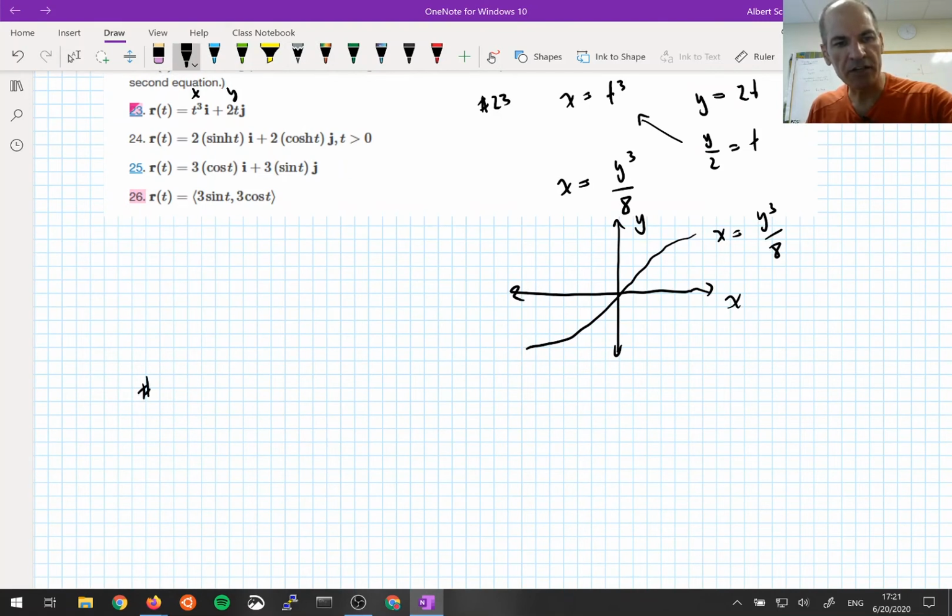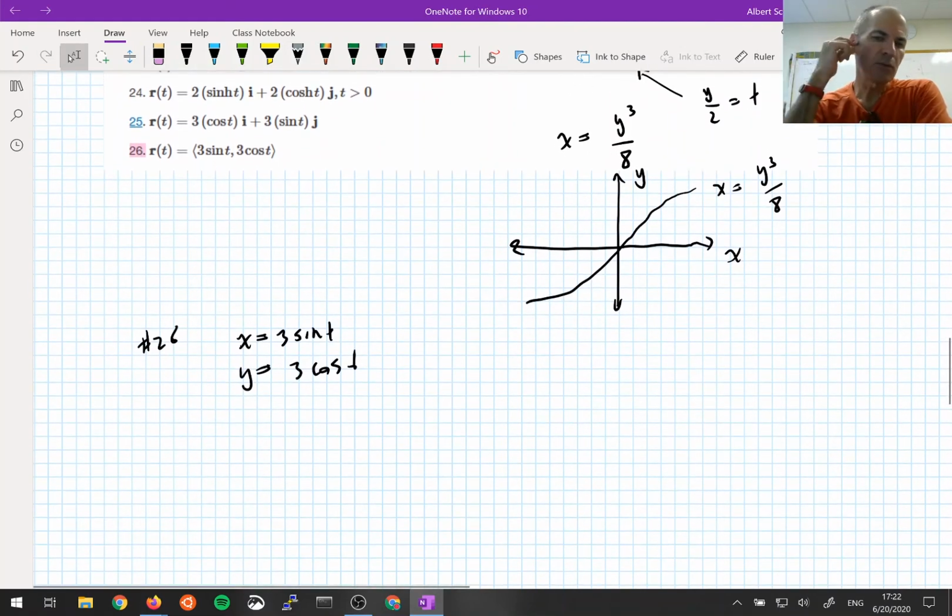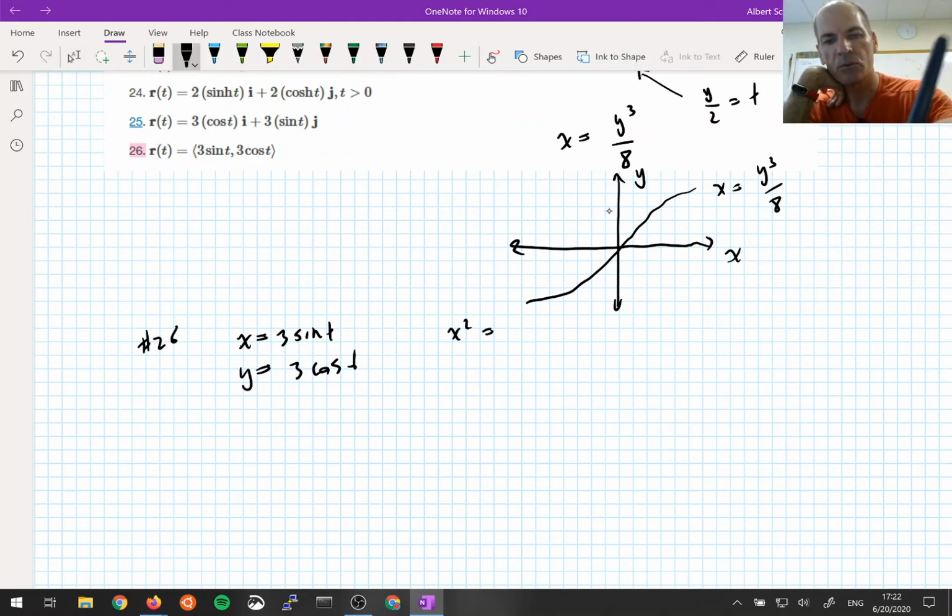So for number 26, we have x is equal to 3 sine t, and y is equal to 3 cosine t. Now remember, I'm trying to write some equation that describes this space curve. I'm going to use what I know about sines and cosines to play a bit of a trick, and I'm going to square both of these. x squared equals 9 sine squared t, and y squared equals 9 cosine squared t.